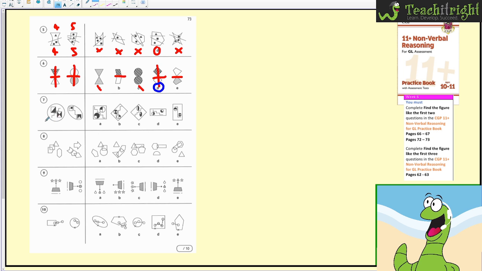On then to number 7. So we've got the inside shape, something that's always partly black. We've got like a ladder. Okay. So that's half black, half white, half black, half white.